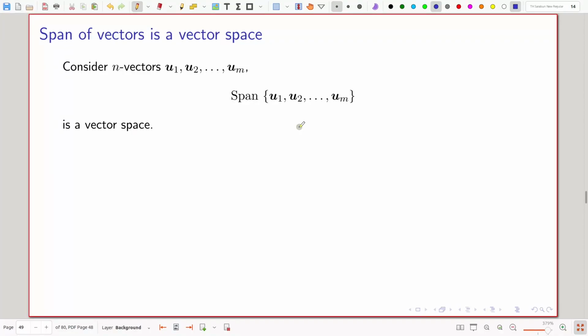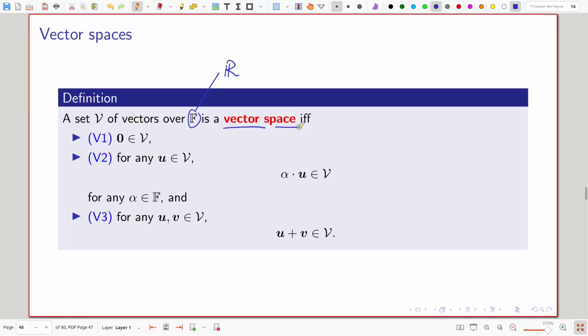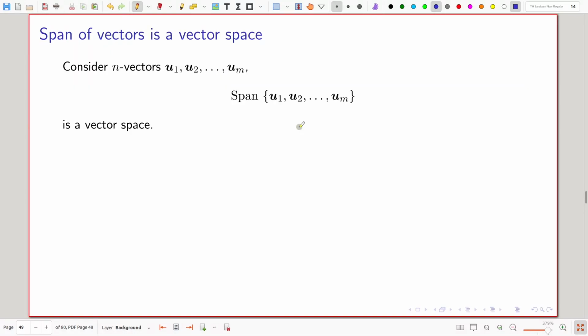Basically, to show that, you need to go back to the definition of vector space, and you need to check whether all three properties hold. If you want to show that the span of this is a vector space, first of all, you need to check if 0 belongs to this set. Let's call it set A.